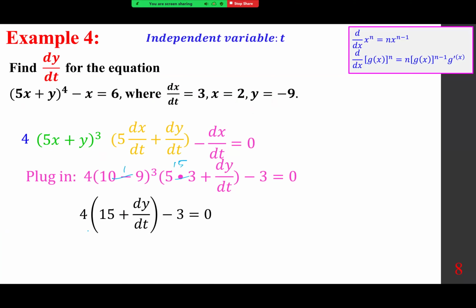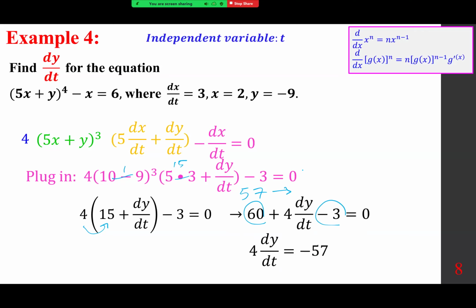We are going to distribute. We get 60 here. And 60 and -3, they add up to 57. We're going to move it, make it -57. We're going to divide by 4. And dy dt becomes minus 57 over 4.